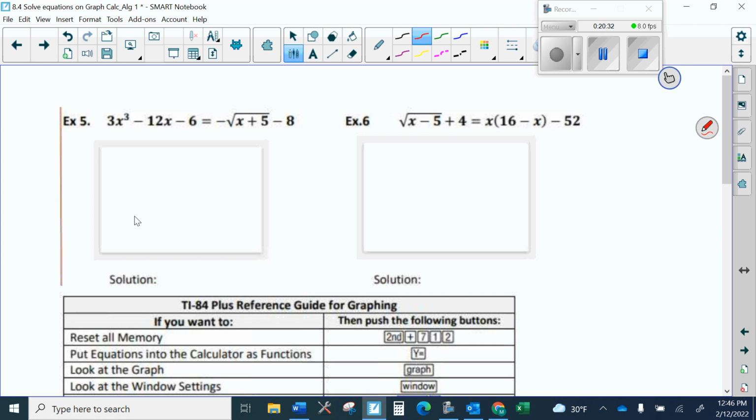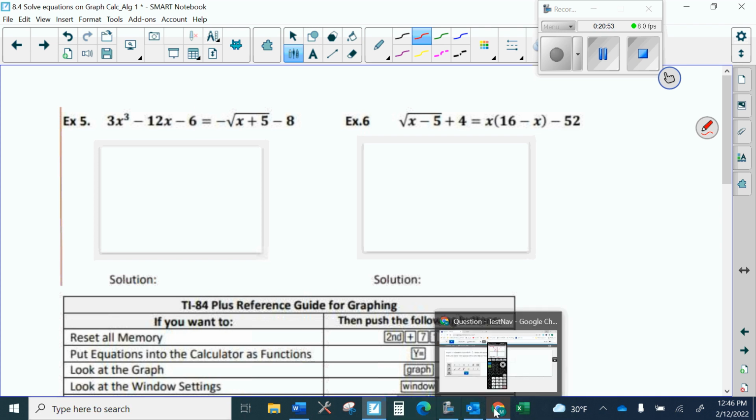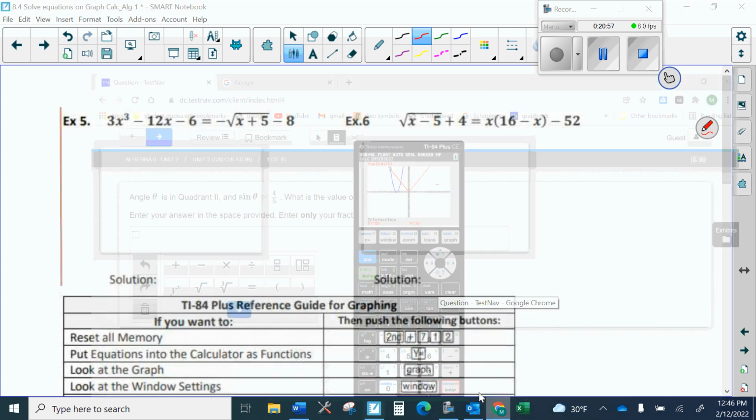Let me write this down so I don't have to keep flipping back and forth what the equation is. 3x cubed minus 12x minus 6 equals negative square root of x plus 5 and then minus 8. Okay, last one, because this is all you're doing for the assignment. Then you have review problems from earlier in the year.